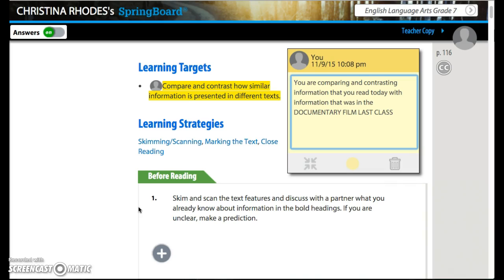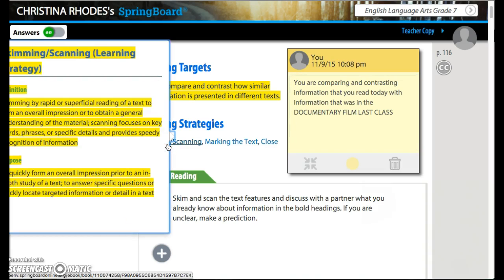Okay, next I'm going to have you skim and scan the article. You have page 116, 117, 118, 119, and 120. So you're just going to skim and scan. If you forgot what that is, I'm going to put it up here. Skimming, you are reading text rapidly. You're getting an overall impression to gain a general understanding of the material. Scanning focuses on keywords, phrases, or specific details, and provides speedy recognition of information. So overall, you're getting a quick impression of what the text is about.